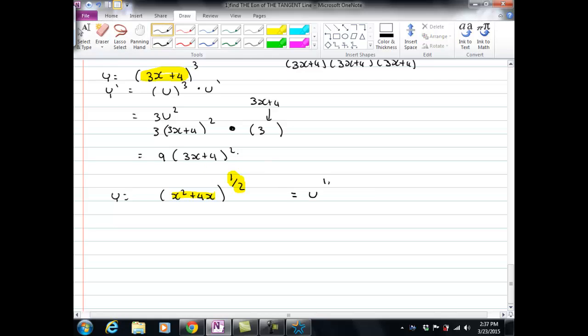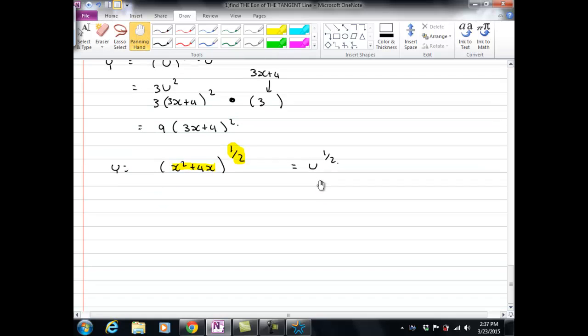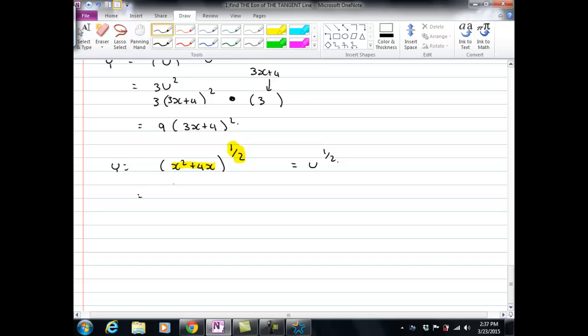u to the power 1/2. I said you're going to experience a lot of this. The derivative of u to the power 1/2 becomes 1 over 2 root u. But I have to multiply by the derivative of the inside, which is 2x plus 4. So let's replace everything now: 1 over 2 root (x squared plus 4x), times (2x plus 4).